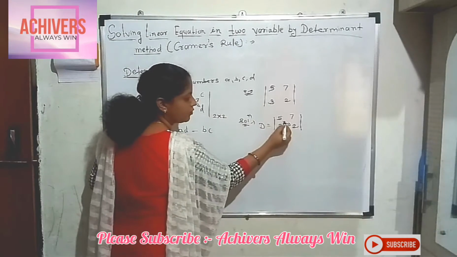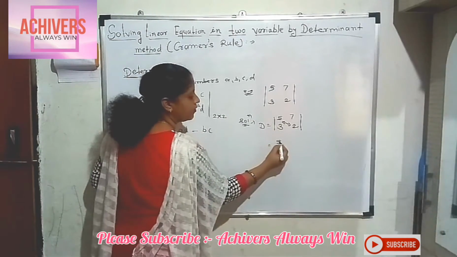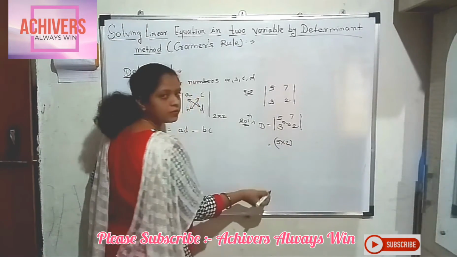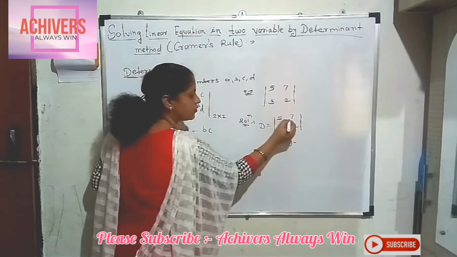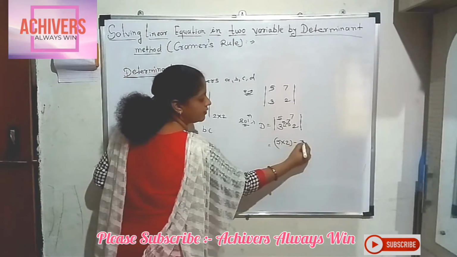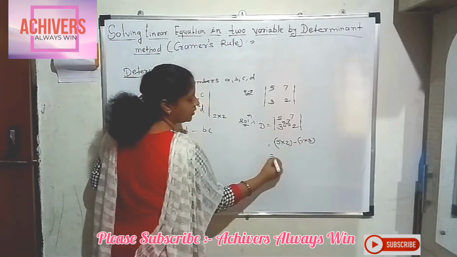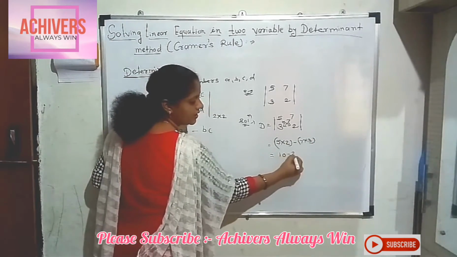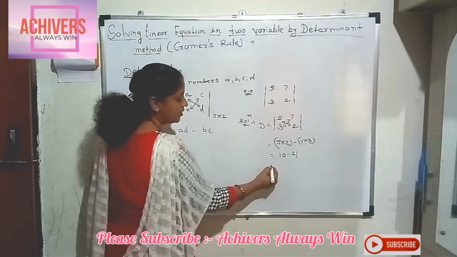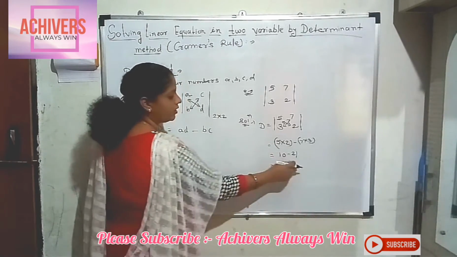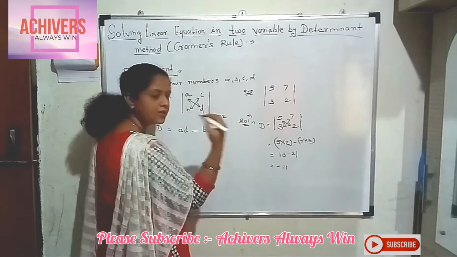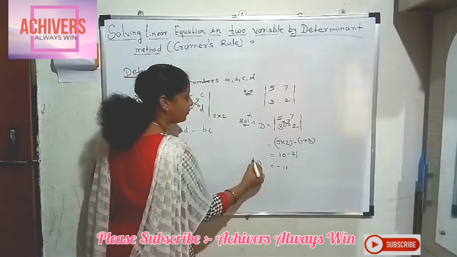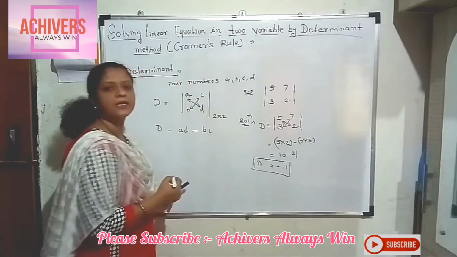First multiplication of 5 and 2, 5 multiplied by 2. Then minus sign. Multiplication of the next 2 elements, 7 and 3. Then 5 twos are 10, 7 threes are 21. Find the subtraction. 21 is the bigger number, 21 minus 10, we get 11. But the bigger number is on the minus side, so the value of that determinant is minus 11.